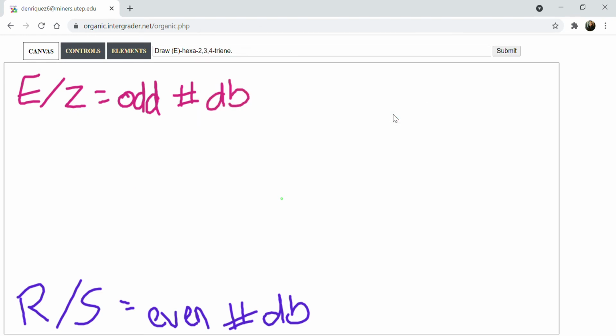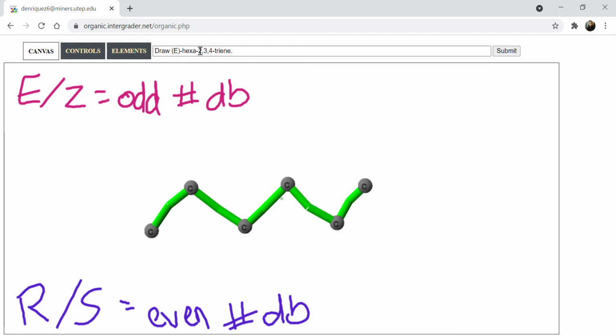Okay, here we have a drawing one, and we know it's going to be an odd number of double bonds because there is an E. So I'll start with what I'm most familiar with, which is the hexa. So 6 carbons, 1, 2, 3, 4, 5, 6. And then I'll start doing my double bonds. So I have 1 at 2, 3, and 4. So I've got 1, 2. So I'm making 1, 2 going to 3, and then 3 going to 4, and then 4 going to 5.